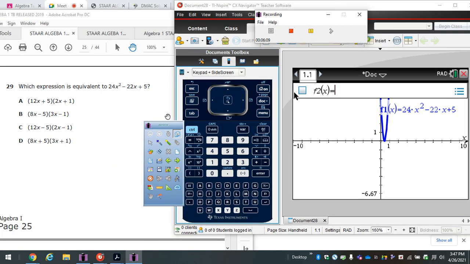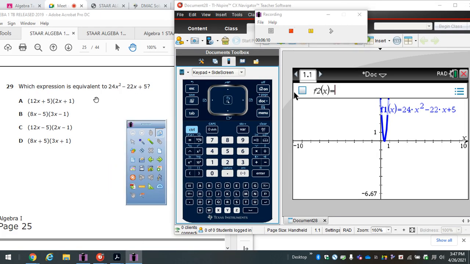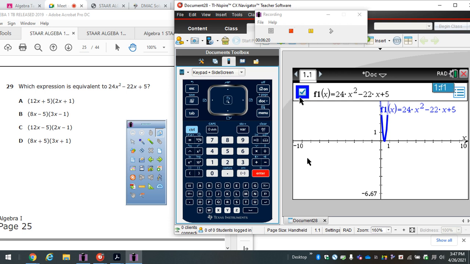So the way we're going to approach this one is we graph that first one. There it is, 24x squared minus 22x plus 5. And then we're going to graph that one. And then we're going to actually just come out here and graph it. We're going to get these and plug them in. It won't be that one. I'm going to try that one, if you don't mind. So I'm going to type it in here.